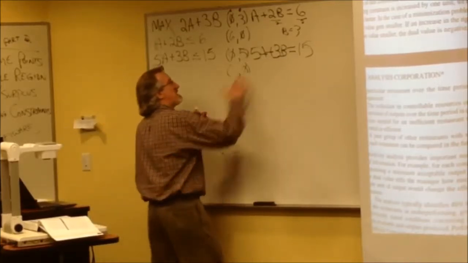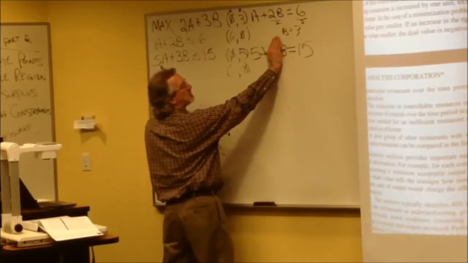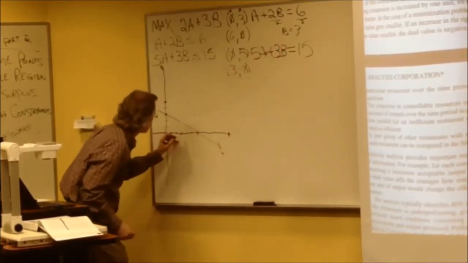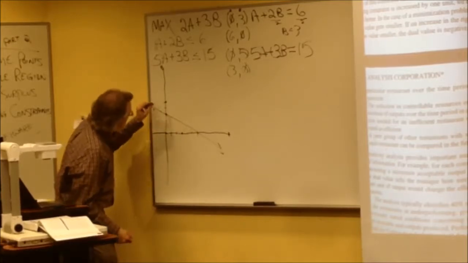I put a 0 in for b, cover that up. I get 5a equals 15. I divide both sides by 5. I get 3. So that's right here. And now I'm going to connect these.